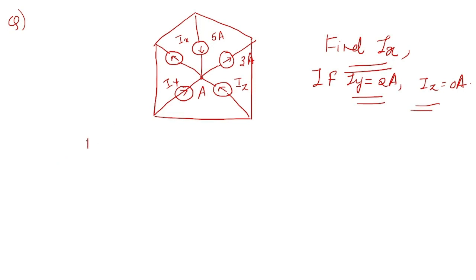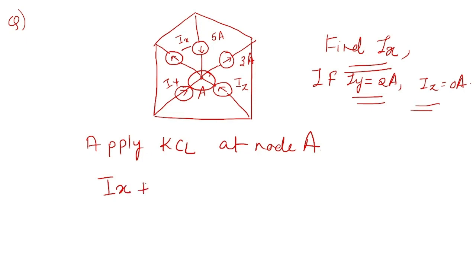Okay, so applying KCL at node A. So what does it say? The sum of current entering the junction is equal to the sum of current leaving the junction. So Ix, if you see over here, Ix is moving away, right? So Ix plus 3 amperes also moving away, plus 3 is equal to 5 amperes coming inward, Iy is coming inward, Iz is coming inward.